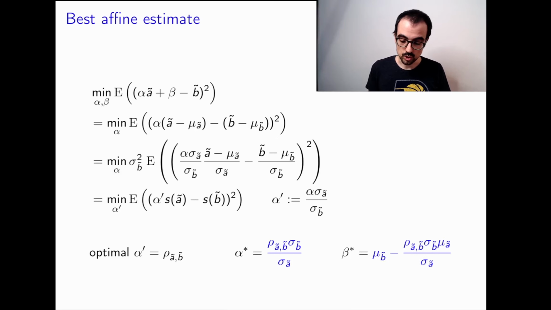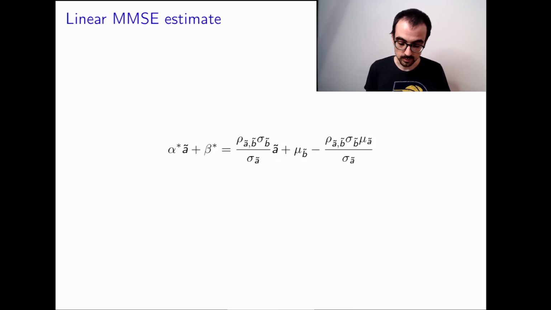So now we're going to go back and plug it into the optimal beta prime, which was mu B minus alpha times mu A. So alpha times mu A is what we have to plug in here, and we've solved our problem. Now let's see what the actual estimate looks like when we use this scaling factor and this additive factor. When we're multiplying A by the scaling factor, we're adding the additive factor.